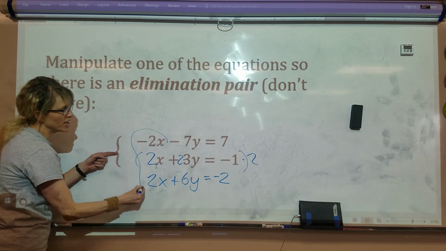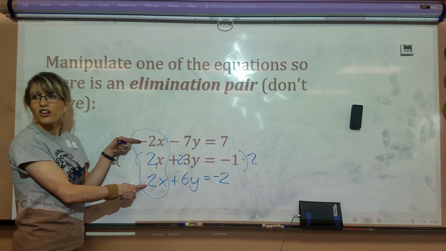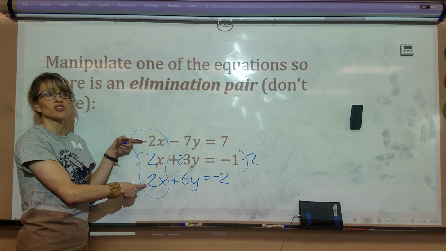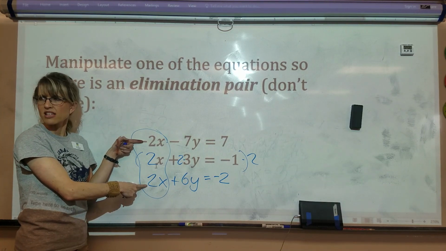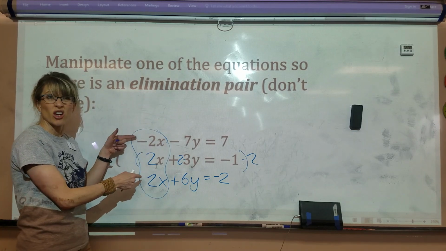Now I have an eliminating pair, just these two right there. If I add them together, I get 0x, which is just 0. All right, makes sense? Give me a nod if it makes sense. Okay, we don't even need to solve it. I just want to make sure you guys know how to find the elimination pair.